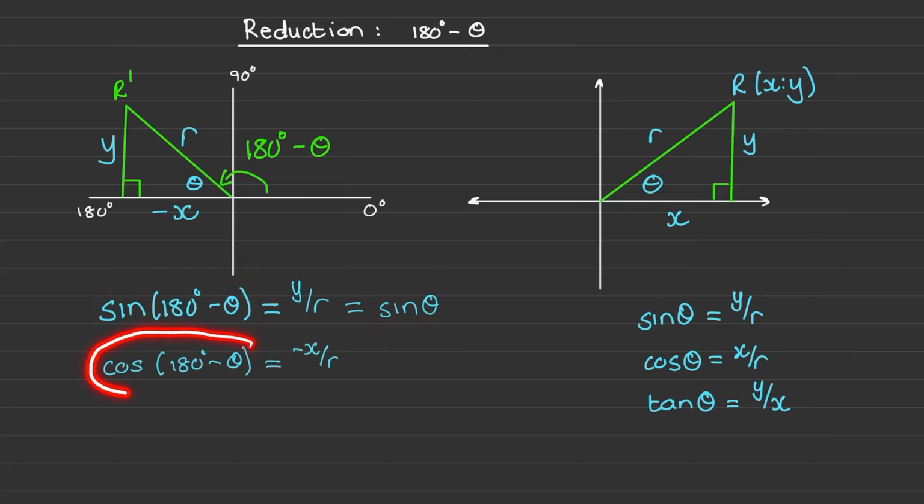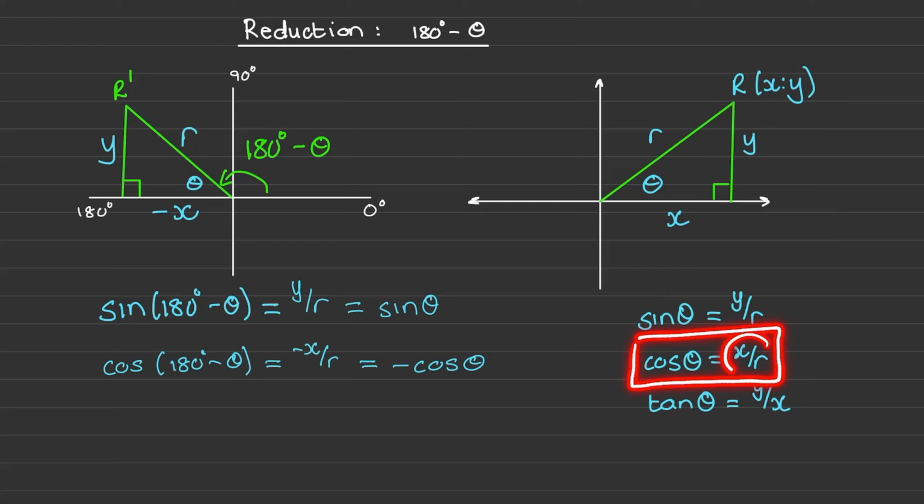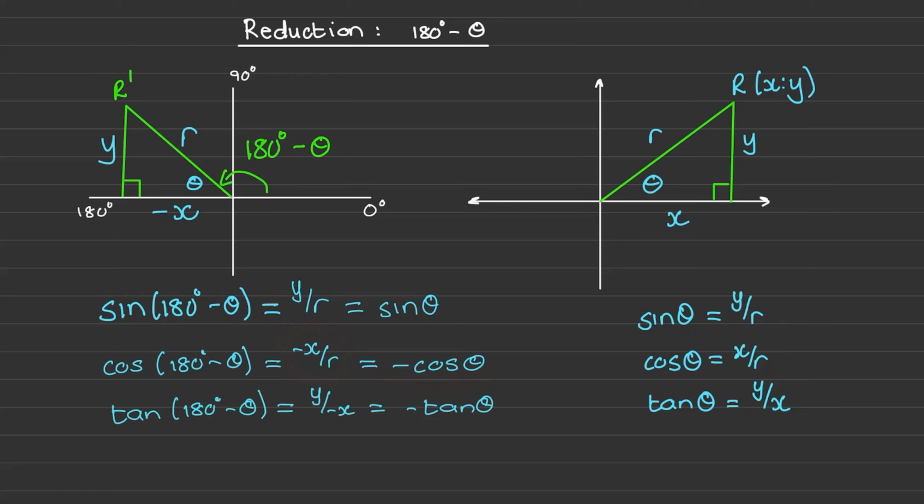And cosine of 180 degrees minus theta is the length of the adjacent side divided by the hypotenuse. So it is negative x over r. So if we compare it to the first quadrant, which is x over r, we see that we now have negative x over r, and that leads to negative cosine of theta. And the tangent of 180 degrees minus theta is y over negative x. And if we simplify that, we can see that that is equal to the negative of the tangent of theta, because the tangent of theta is y over x.